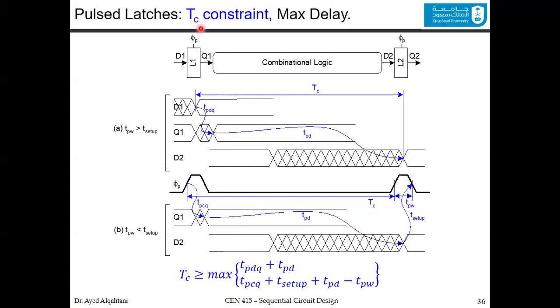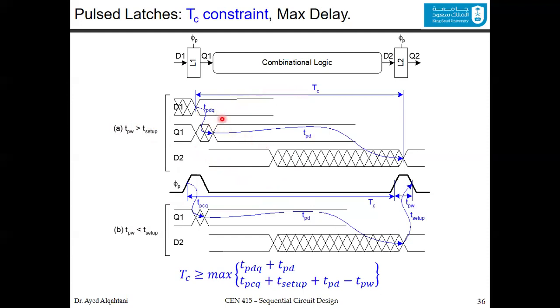So for the pulse latches in the cycle time constraint, there are two scenarios. One scenario is when the pulse width is larger than the setup time. So here we are saying that the pulse width is kind of large. The second scenario is when the pulse width is shorter than the setup time. So the pulse width is almost like the edge. So in the first case, you are approaching the two-phase latching.